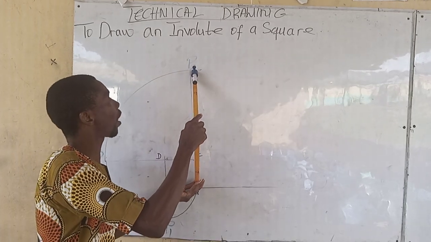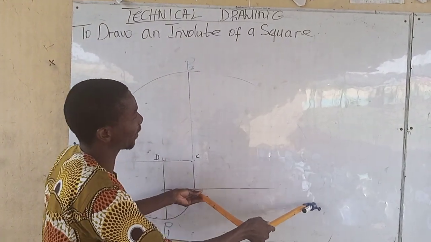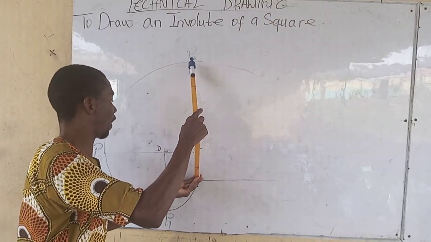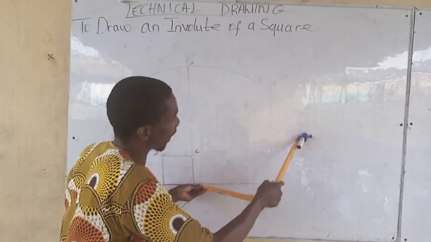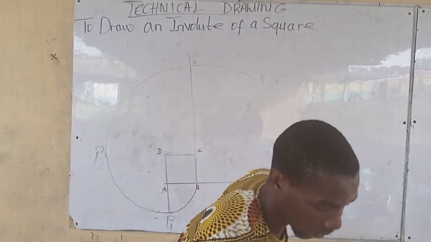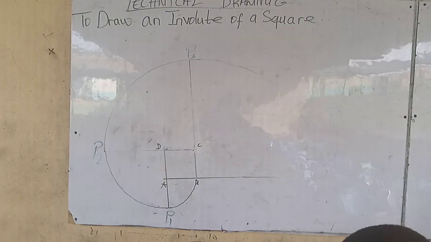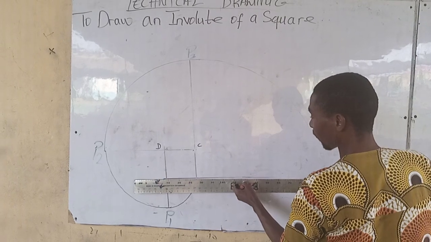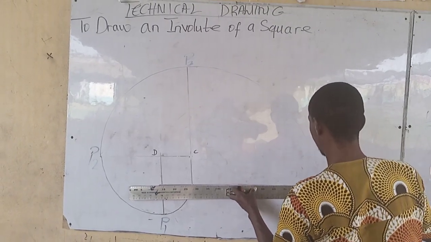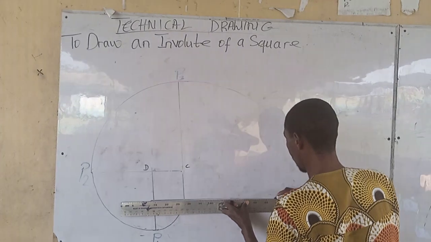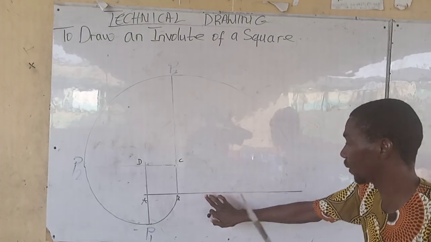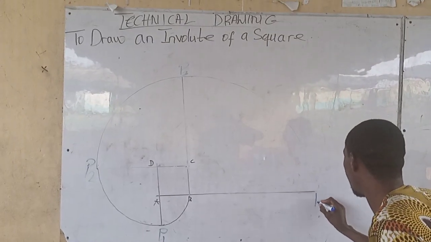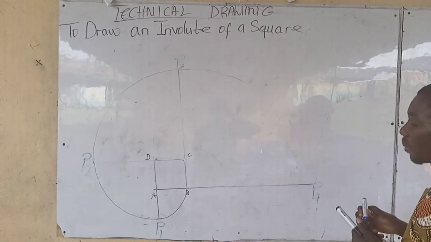So you draw another semicircle like this. Wonderful. So at this point, we join them. Join them like this. So here becomes our point 4 or P4.